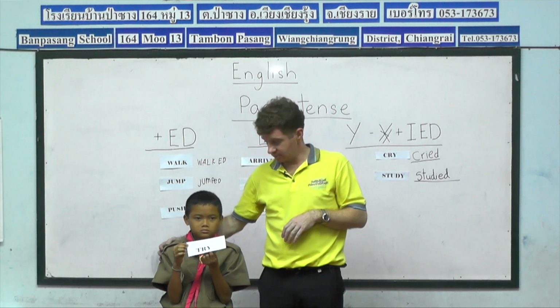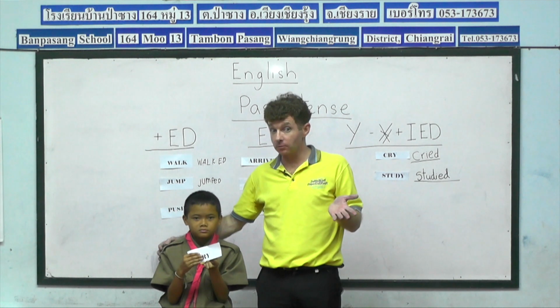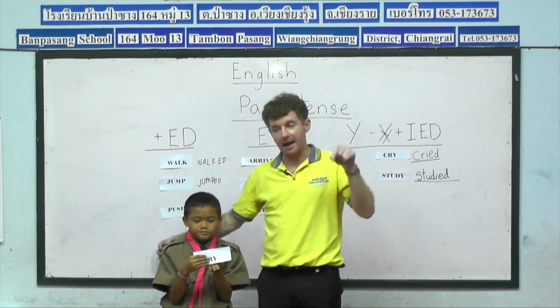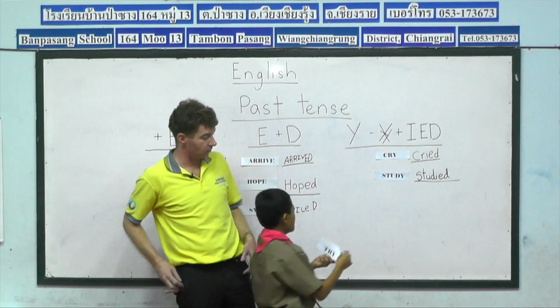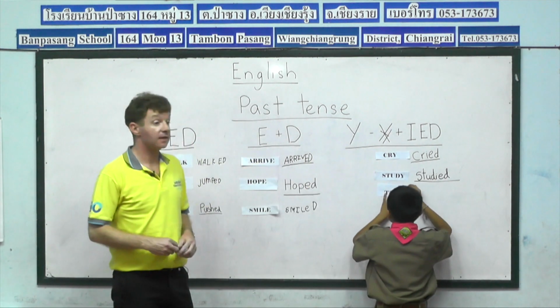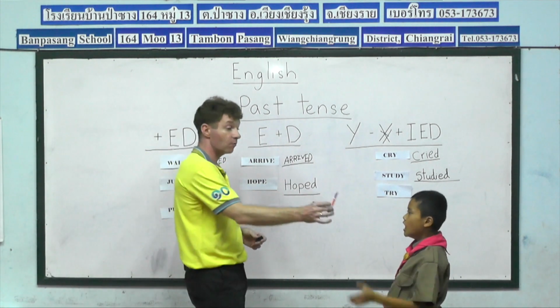Try. What's the final letter of try? What do we need to do? Delete Y, I-E-D. So Chu, can you place it in the correct column on the board? And then we need to help Chu to spell the past tense form correctly.